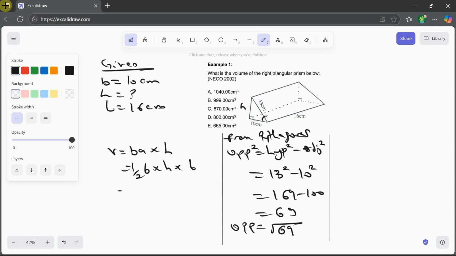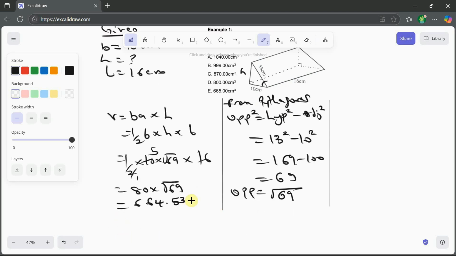So we have this, we could say half times the base, which is 10, times square root of 69, multiplying the length, which is 16. So 2 here 1, 2 here 5. 5 times 16 will give you 80. So 80 times square root of 69. If I point that to my calculator, that is 80 root 69. That gave me 664.53 centimeter cube. But did they say we should?